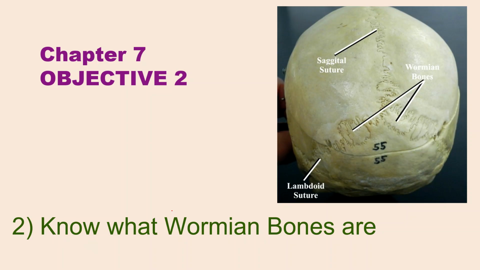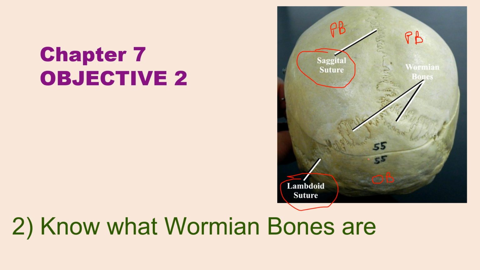Okay, now let's take a look at what Wormian bones are. As you can see here, you're looking at the back of an actual human skull. You can see that sagittal suture right there that's dividing the two parietal bones to where you have a left and a right. Remember, that's what a sagittal plane does, it divides the body into right and left halves. And you can see that sagittal suture does that. You can also see your lambdoid suture, which separates your occipital bone from your parietal bones. Remember, this is the one that kind of looks like an upside down V.